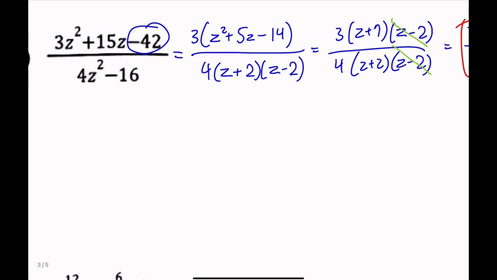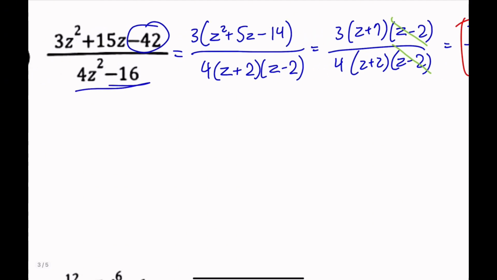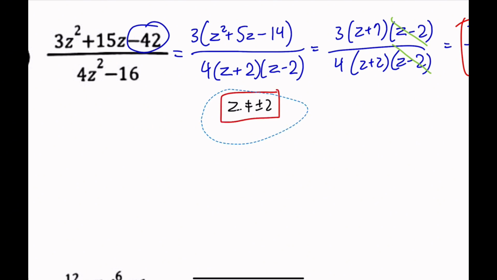And as for our non-permissible values, the denominator cannot be 0. That means z cannot be minus 2 or plus 2, plus or minus. Okay, z cannot be plus or minus 2. So that's our restriction.